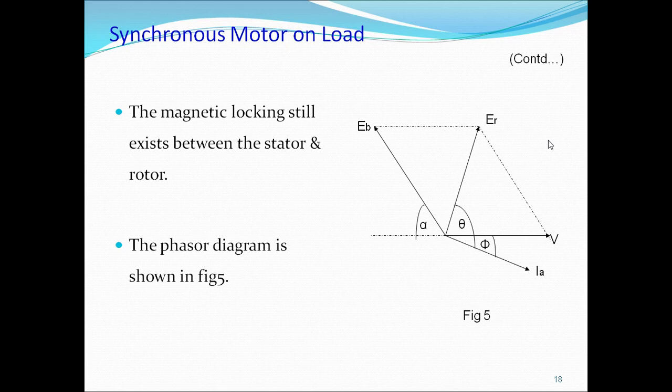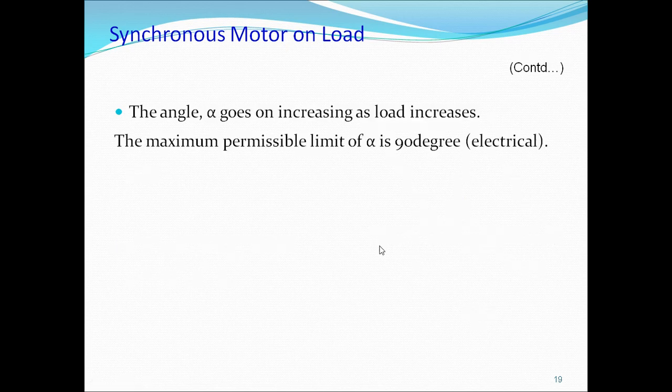But the motor runs at synchronous speed only. So why? Because the magnetic locking is still there between the stator and the rotor. So this shows the vector diagram when the motor is on load. See here, the alpha angle is increased. When the alpha angle is increased, ER is increased. When ER is increased, IA is increased. When IA is increased, torque increases, and that torque supplies the increased demand. So this is the vector diagram when the motor is on load.